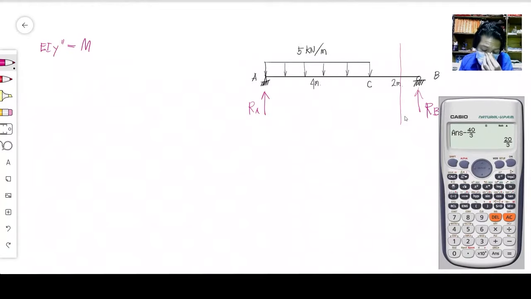Uniformly varying load. For all such loads, uniformly distributed and uniformly varying, they must be continuous up to the rightmost point. For this case, it is not continuous, right? It ends at point C, so we extend it.